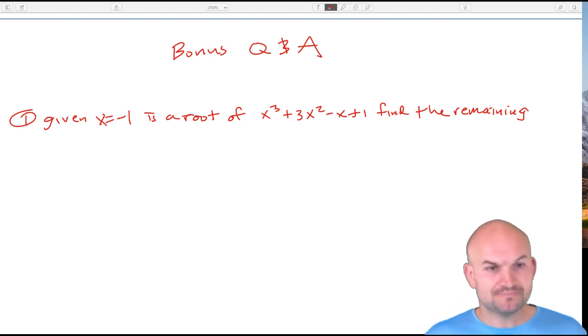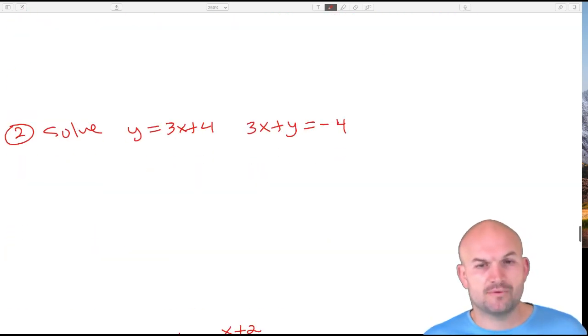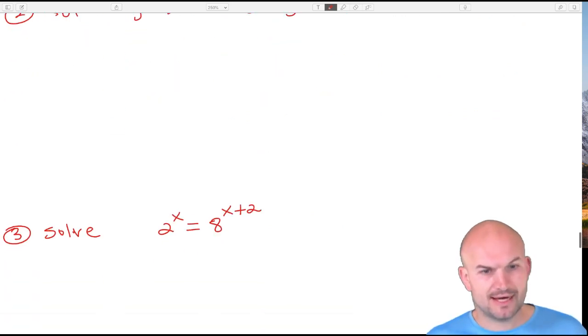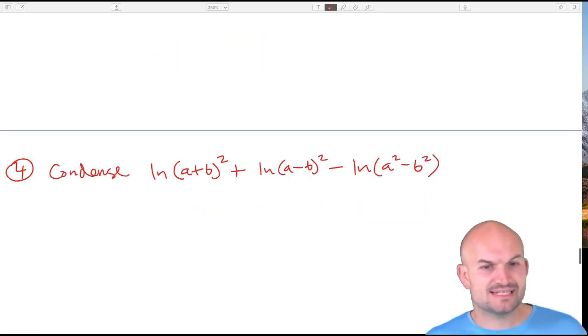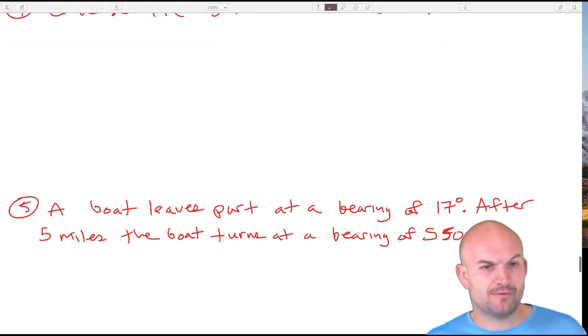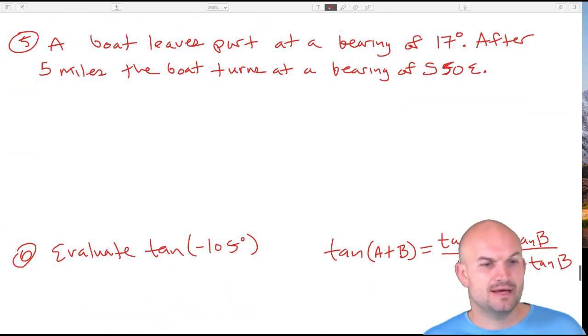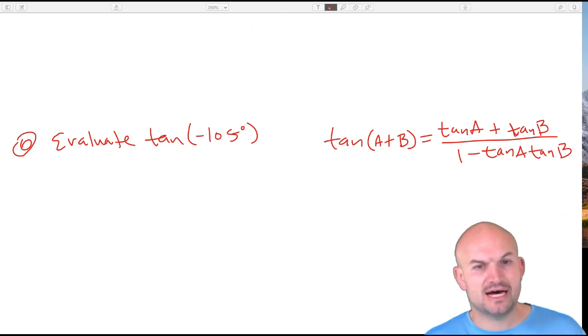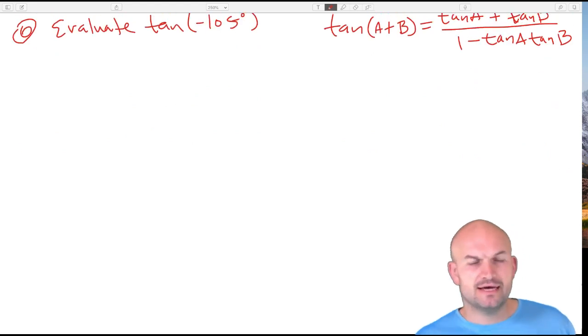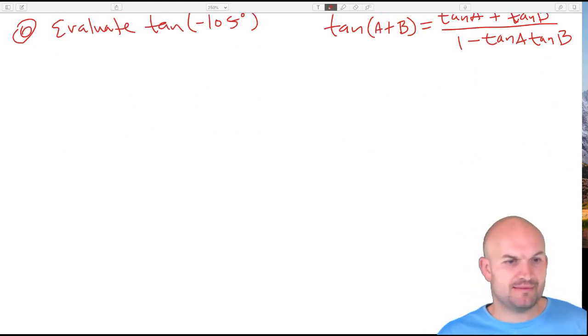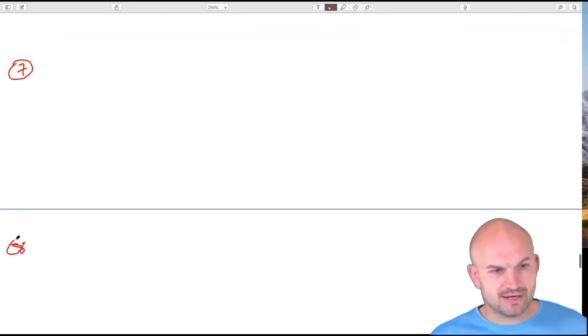So in this live stream, I'm going to start with, when given a root, find the remaining roots using synthetic division. We're going to solve a system of equations. Solve an equation when we have different exponents and different bases. Then we're going to practice condensing some logarithms. I will talk about bearings and how to sketch them. And then evaluate using the sum formula for tangent of that angle. Based on my timing, I'm hoping I might be able to add in a couple more questions for those of you.